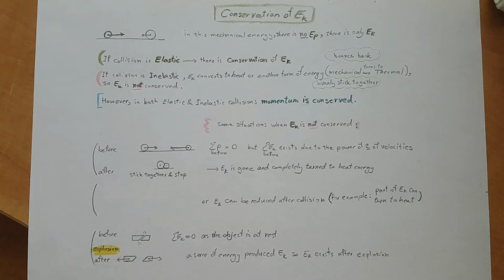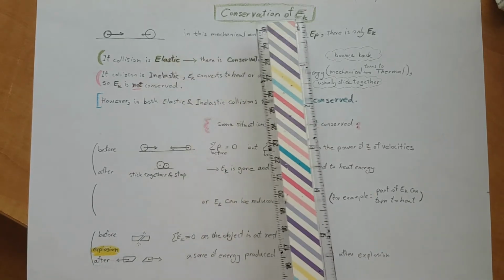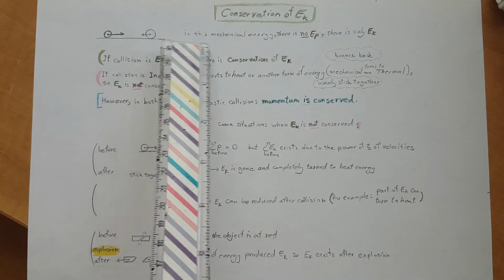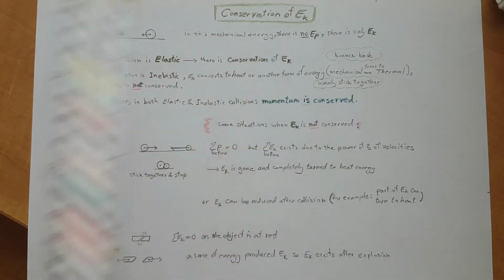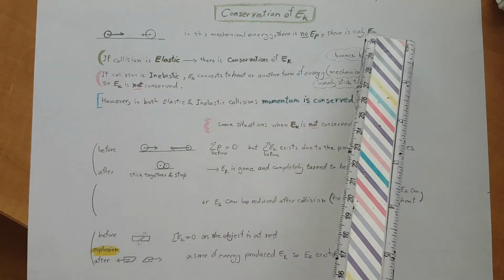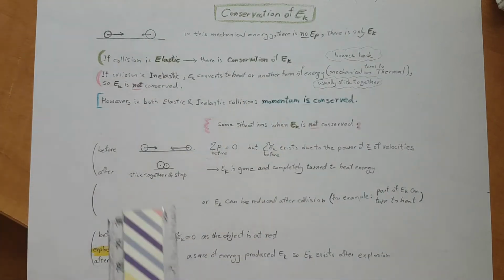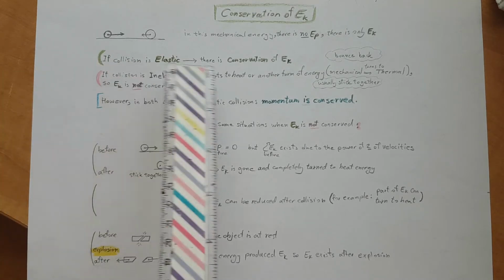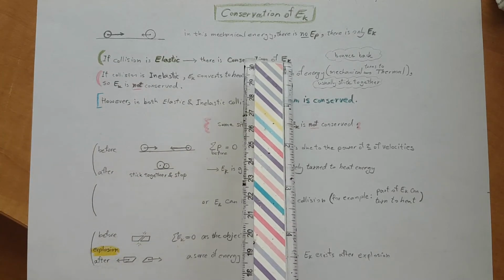Okay, now let's talk about conservation of EK, which is kinetic energy. So we know that in this case, when two things are going towards each other to hit each other, there is no mechanical potential energy, there is no height, they are on the ground, so we only have kinetic energy. So if the collision is elastic, there is conservation of EK.